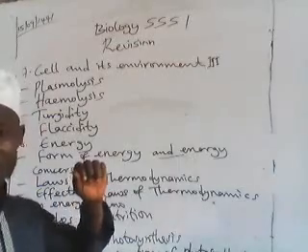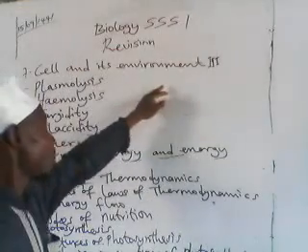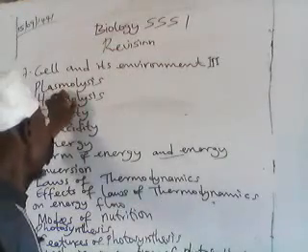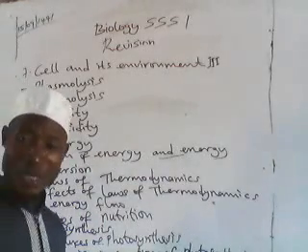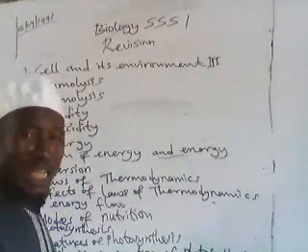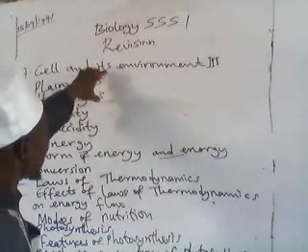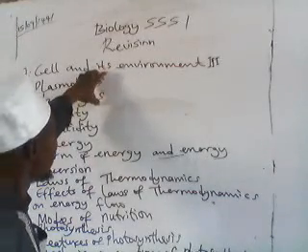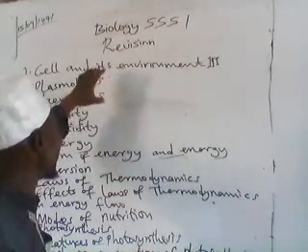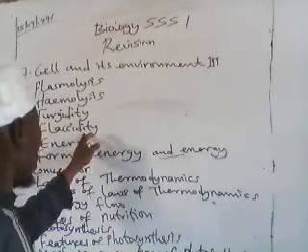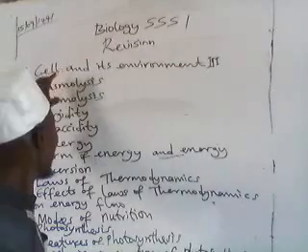We also discuss cell and its environment 3. Under cell and its environment 3, we have plasmolysis. We discuss plasmolysis, experiment on plasmolysis. Then we discuss hemolysis, experiment on hemolysis. We discuss turgidity and flaccidity. We discuss experiments on these because they are important subtopics under cell and its environment. The other ones are also very important, but the most important ones are plasmolysis and hemolysis.